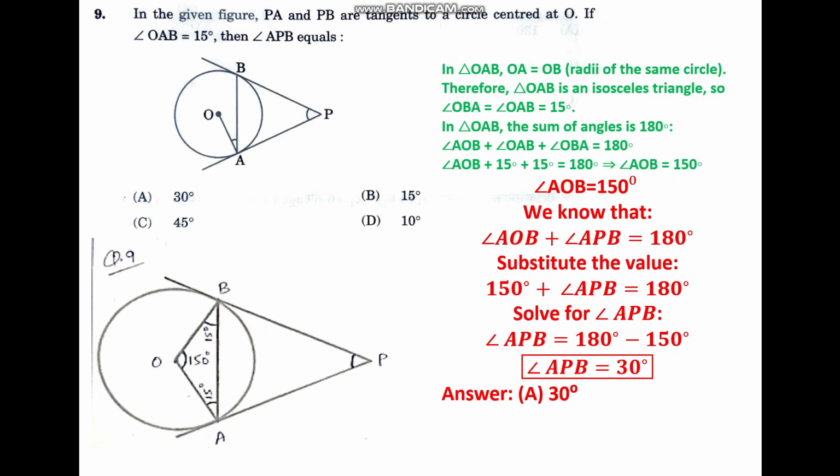When we are substituting the value, angle APB will be 180 minus 150. So angle APB will be equal to 30 degree. The correct option is option number A, 30 degree.